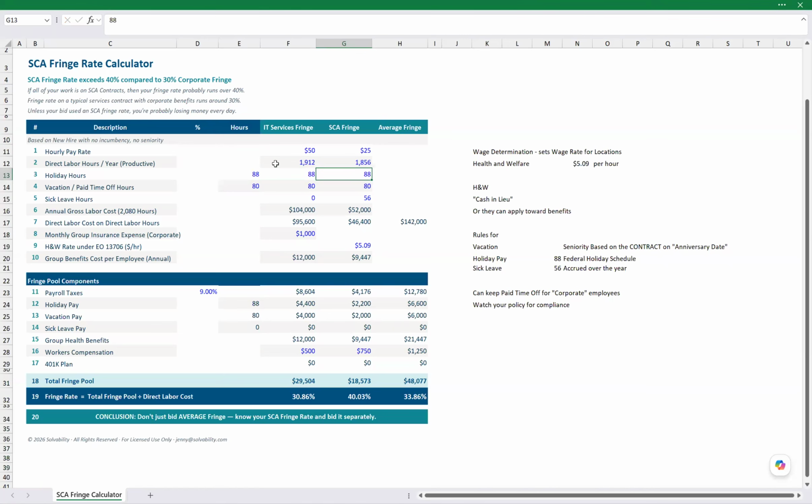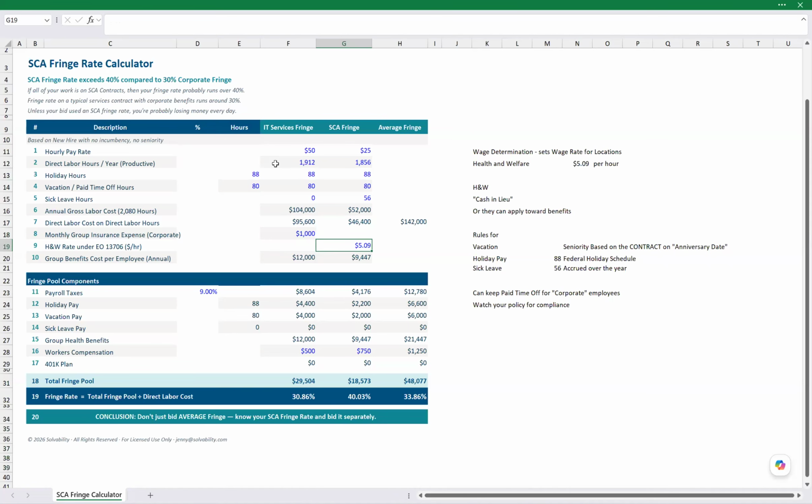All right. So they get 88 hours on their holiday. On vacation, I'm just going to say we give them 80 hours. It could be higher, as we mentioned, because of seniority. But they get 56 hours a year for sick leave. So that right there makes a difference in the math that we're coming up with here. And so their annual labor cost, theoretically what they would make if they worked the full 2,080 hours, is $52,000. The direct labor cost is their hours worked times the 25 bucks an hour.